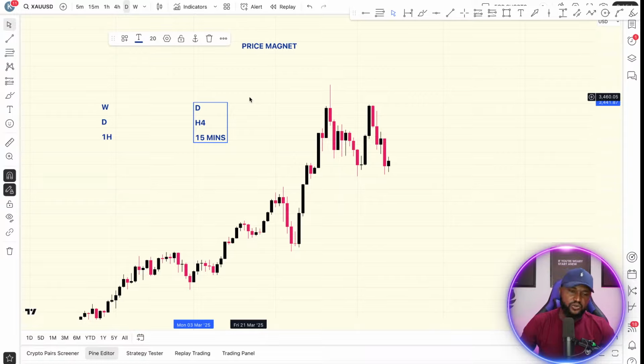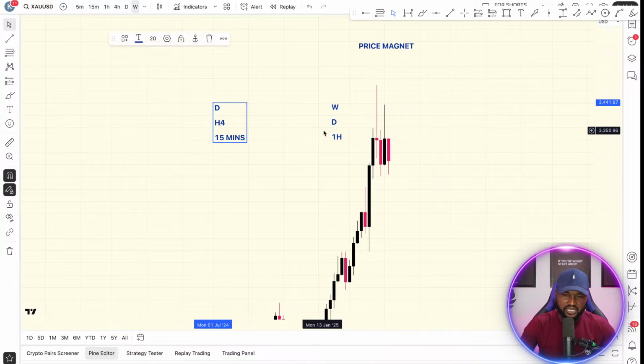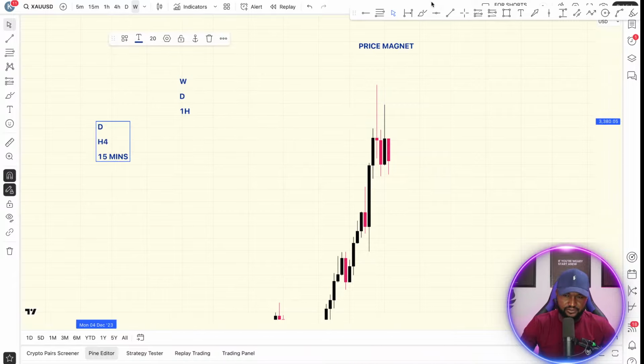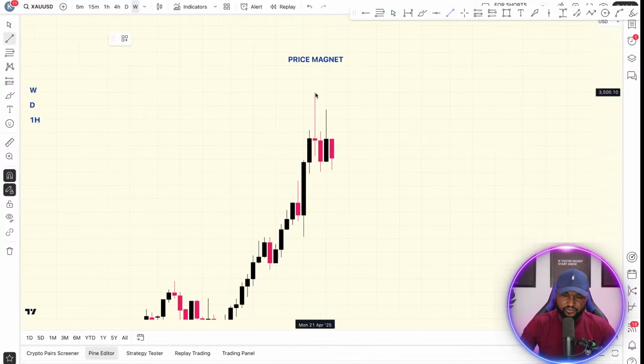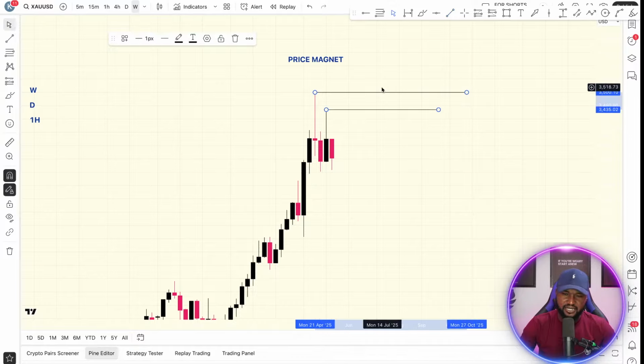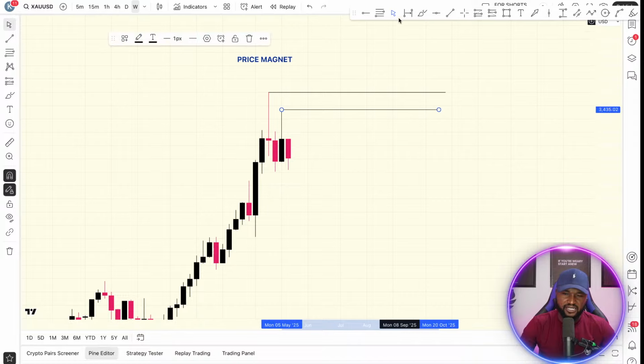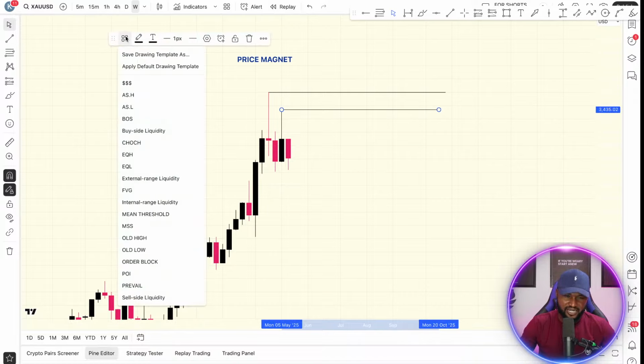All right, so if you fall under this particular category, that is the weekly, daily, and the 1 hour. Now this is the weekly. Let me show you what the weekly is having here. We have buy side liquidity here, buy side liquidity here, and that is what we have on the weekly magnetic area. That's where the magnet is, and that is where price is attracted to. Buy side liquidity, this one, buy side liquidity.